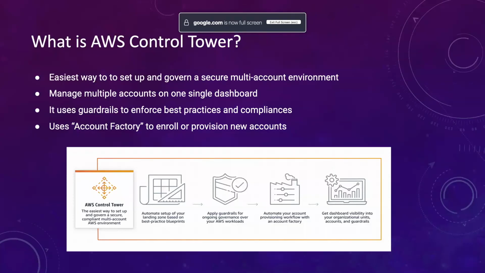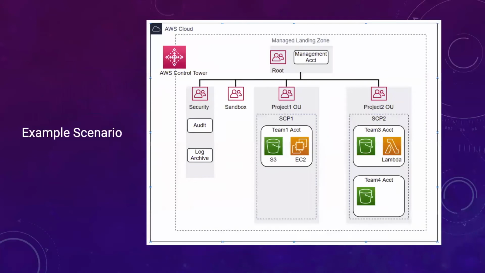An example scenario where Control Tower can be very useful is when a company consists of multiple development teams, each for a different project, and each project has different resource accesses and best practices. In this case, Control Tower can easily manage and monitor all accounts on a single dashboard by grouping accounts into governed organization units and enabling different guardrails on each organization unit.